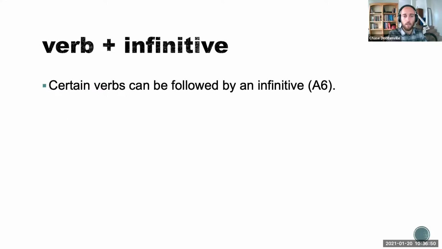Now, certain verbs can be followed by an infinitive, and you'll see a complete list on page A6 in the back of your grammar textbook. I will give you some examples here, though. So, she hopes to visit Miami soon. So after hope, you should use an infinitive. I hope to win. He hopes to go. Okay, so hope to verb.